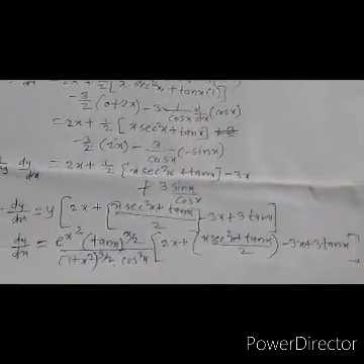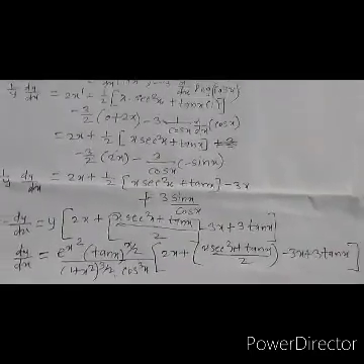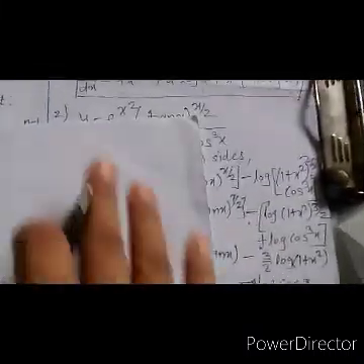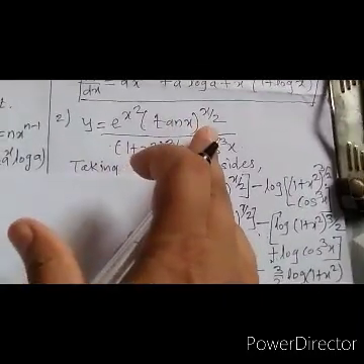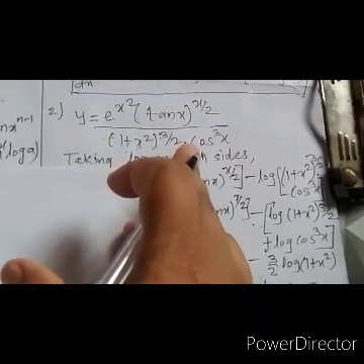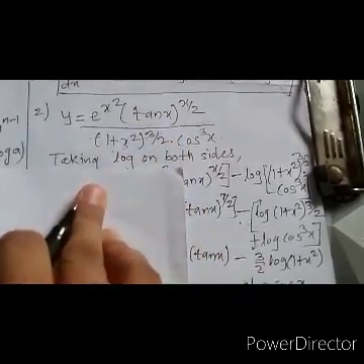and this is the derivative of the given function y is equal to e^(x²) into (tan x)^(x/2) upon (1 + x²)^(3/2) into cos³x. Let us see a few more examples in the next video.